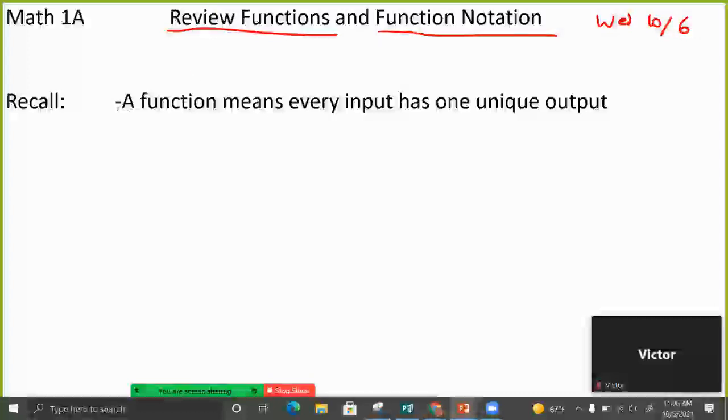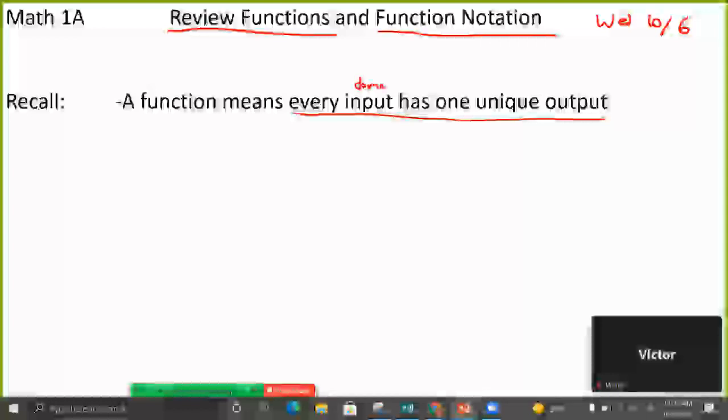Okay, so recall with me that a function means every input has one unique output. Every input has one unique output. And remember, input means the domain numbers, the independent numbers, the x numbers. Okay, so whenever we have our equations, x is the input and y is the output.